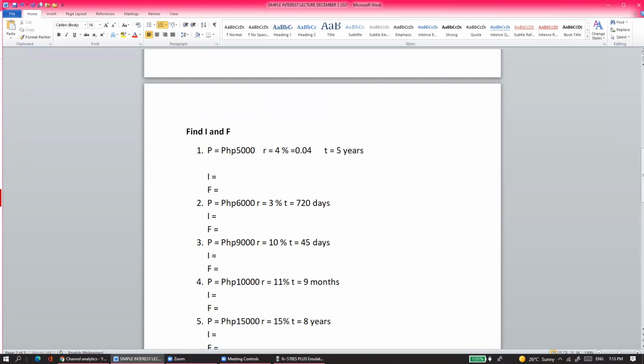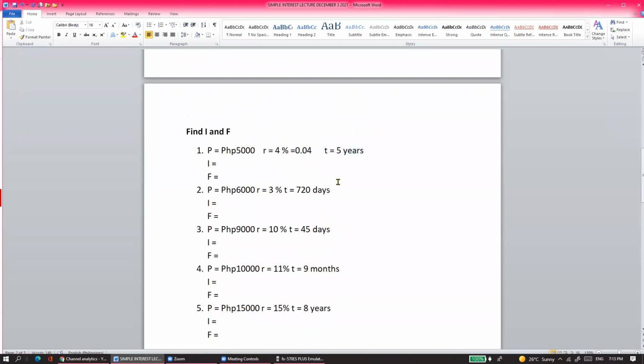So yung R, wala na tayong problema kasi naka-express na into decimal. Same thing with the time, wala namang problema dahil naka-express na kagad into years. Now, let us proceed to the second one. So, principal, walang problema. Kaya lang, pagdating sa rate of interest, again, kailangan nating i-convert yan into decimal.